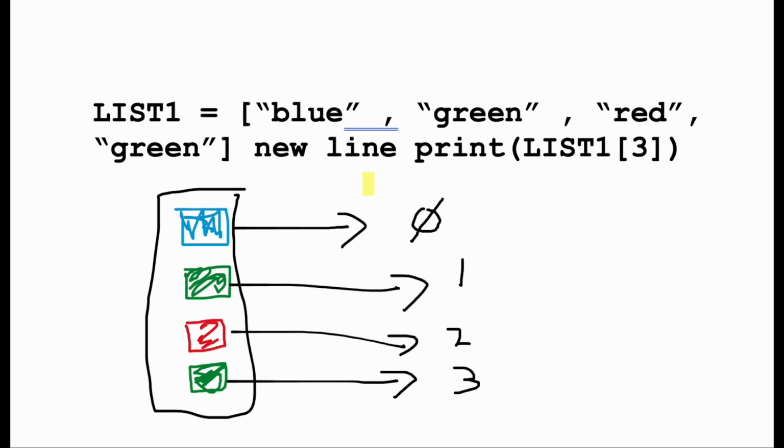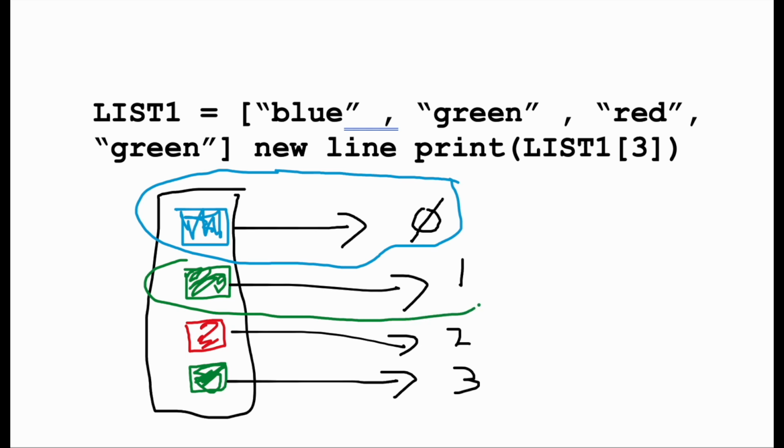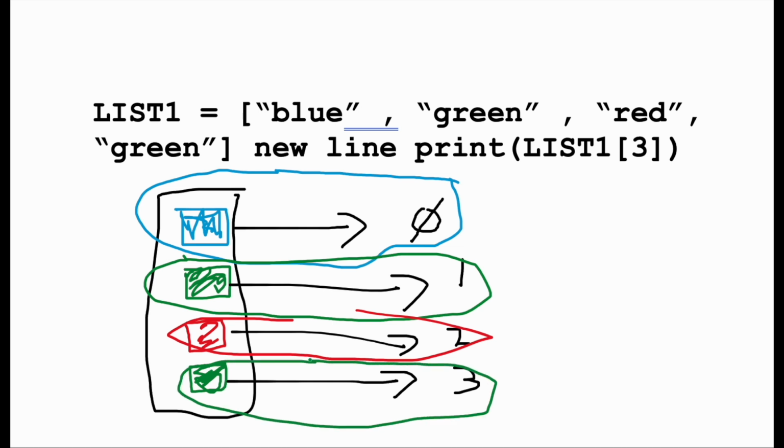Let me see if I can use another color here to demonstrate it. This blue box is not just the blue box, it's the blue box plus the pointer and the 0 offset. This green box isn't just the green box, it is the green box plus the pointer and the first offset. This red box isn't just the red box. I hope you're understanding what I'm saying. And finally, this green box isn't just the green box, it's the green box plus the pointer to this third offset. So you might be saying that's a lot of data, and frankly, you would be correct.